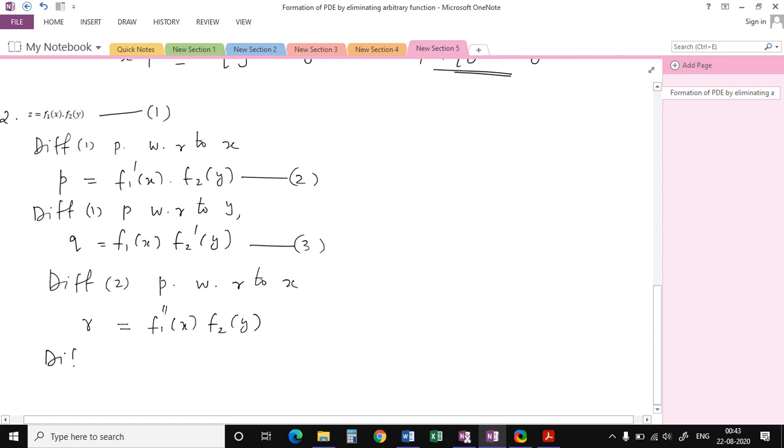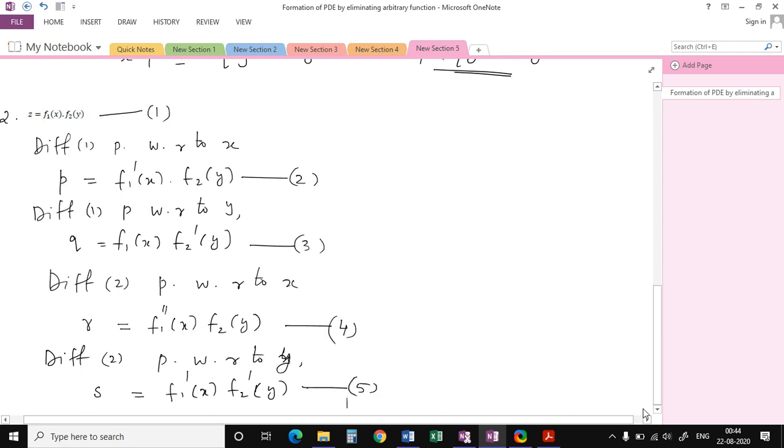So now we will differentiate equation number 2 with respect to y, so that you will get ∂p/∂y, that is ∂²z/∂x∂y, and we can denote it by s. So this is differentiating with respect to y. Then s is equal to f1'(x) into f2'(y). So I will take this as equation number 4, and this is our equation number 5.